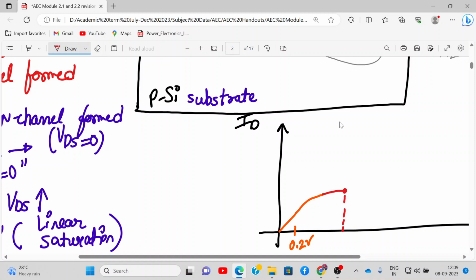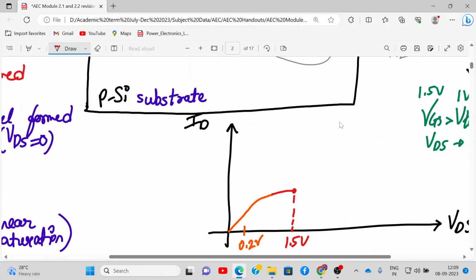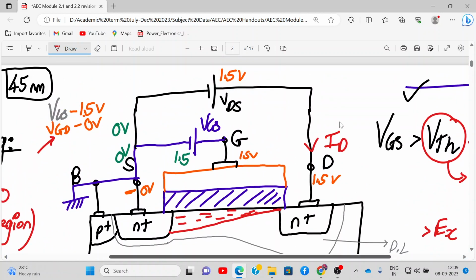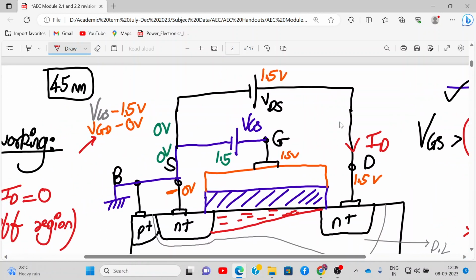So this is the 1.5. How much was it? 1.5 volt VDS, right? Okay. This is ID. So current has reached over here. Now after that, what will happen? Now we are increasing the VDS voltage, right? Did you understand this much?